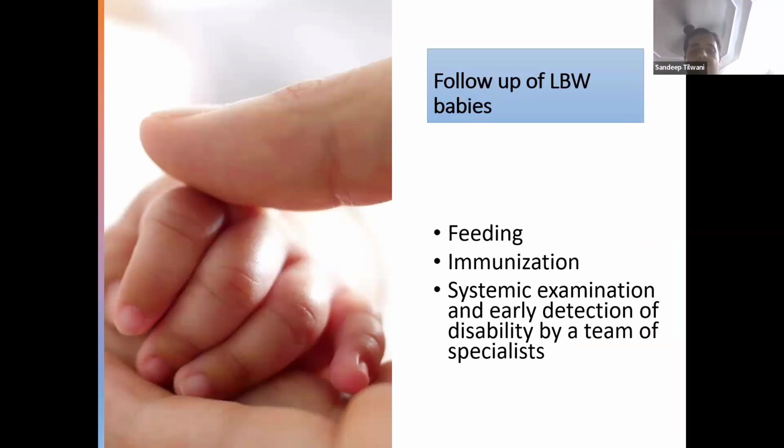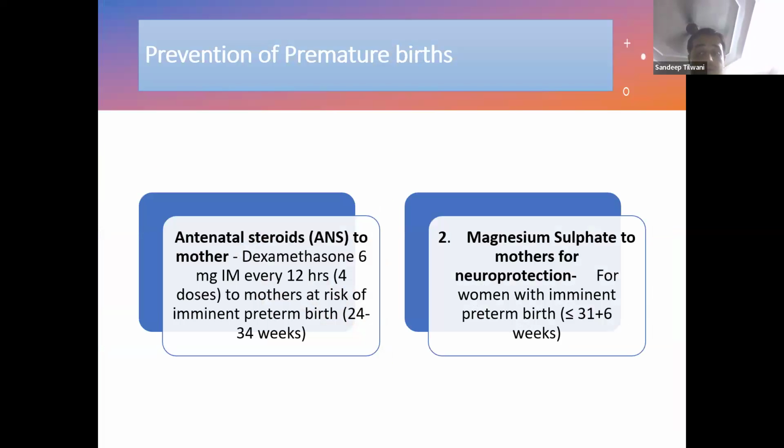And also, as I told you, we have to take care of the immunization. And if you do a good systemic examination, we will come to know of any disability in them, and then that can be treated at an early stage by the specialists. We can do our part to take care of these preterm and low birth weight babies, but having said that, it is always better to avoid these premature births as much as possible.